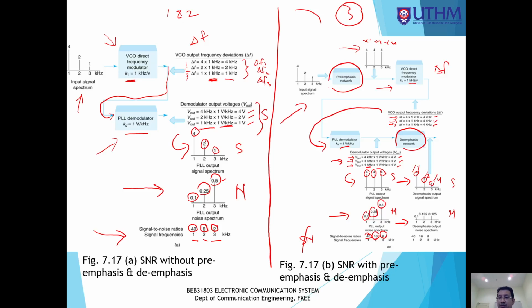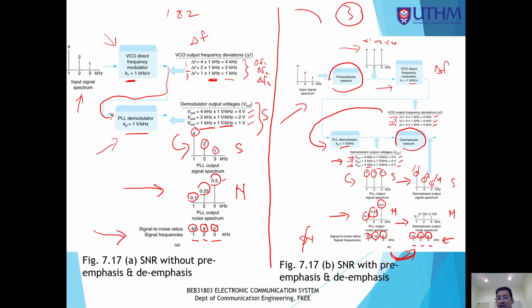Since we reduce the same amount for the signal and the noise level, we also produce the same SNR, which is SNR equal to 40 at 1 kilo, SNR equal to 16 at 2 kilo, SNR equal to 8 at 3 kilo. So the SNR is the same before de-emphasis and after de-emphasis, because we reduce the signal level and also the noise level as well.